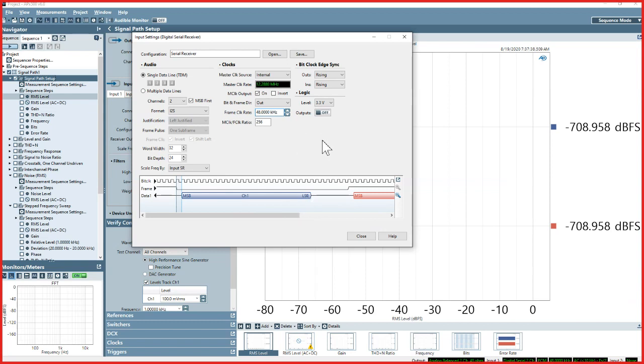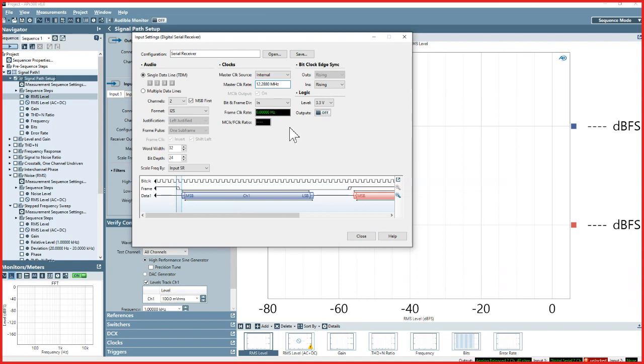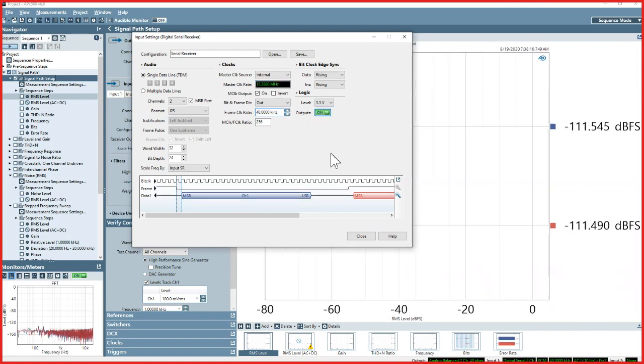Now, a couple changes I do need to make on the clock side is we are generating our own master clock, and we're providing that clock to the device under test. So the device under test is not free running. We're sending it actually a master clock, a bit clock, and a frame clock, and we are setting those. So there we go.